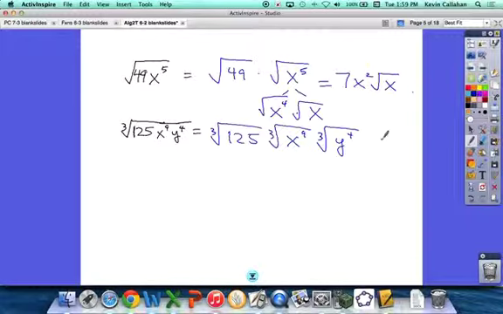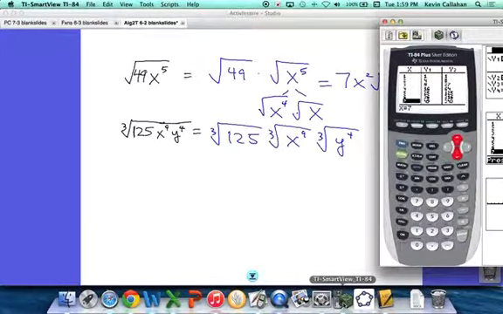All right, so now, again, you got to ask yourself, is 125 a perfect cube? Yes, right? What number cubed equals 125? 5. Remember, if you don't remember your perfect cubes, you can do this.